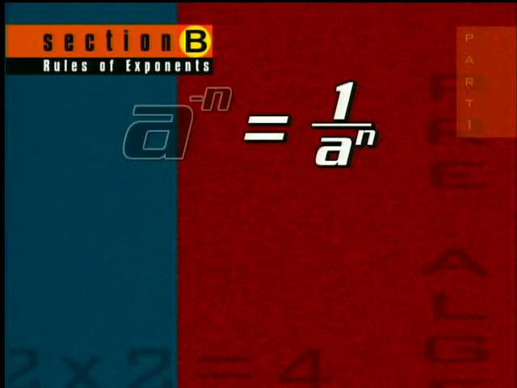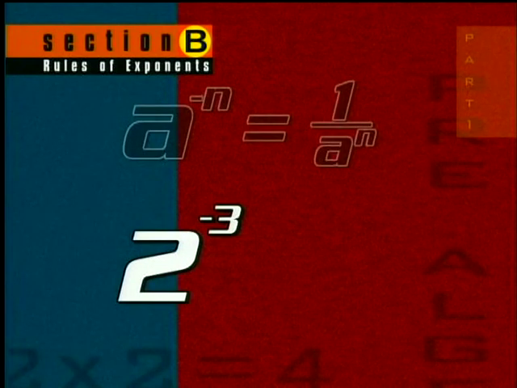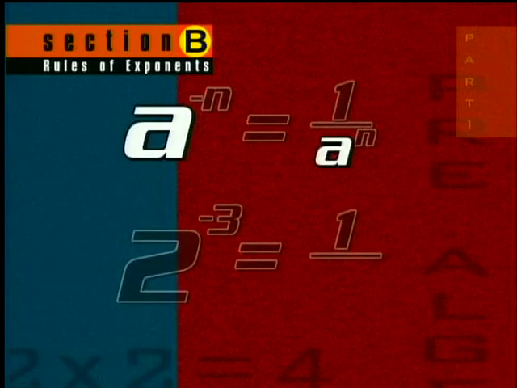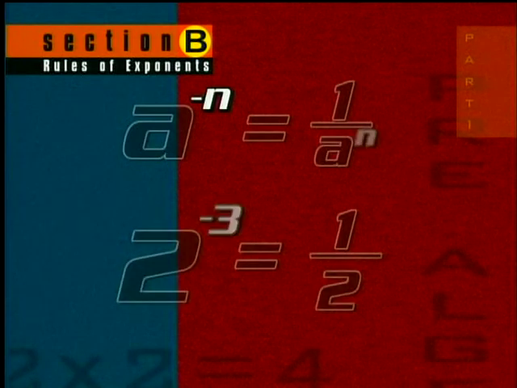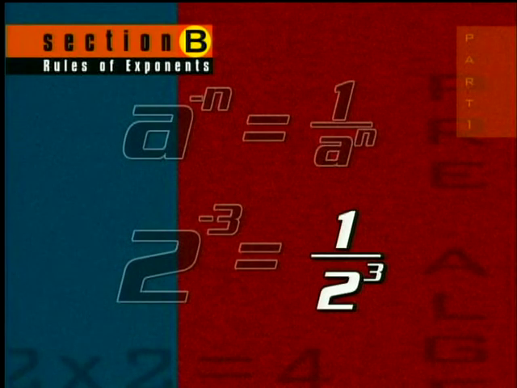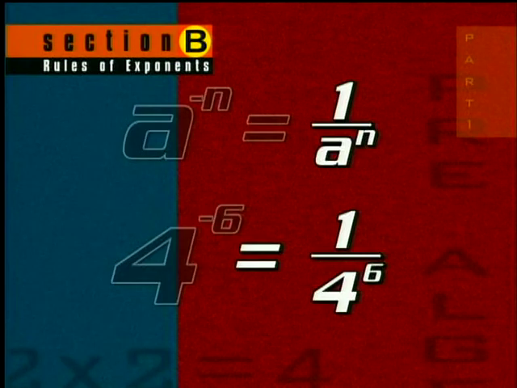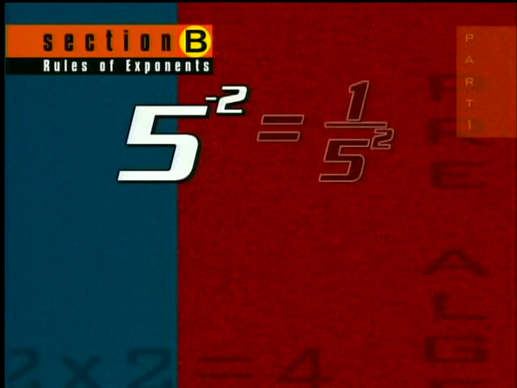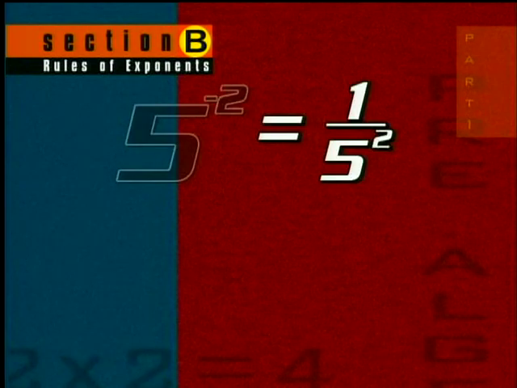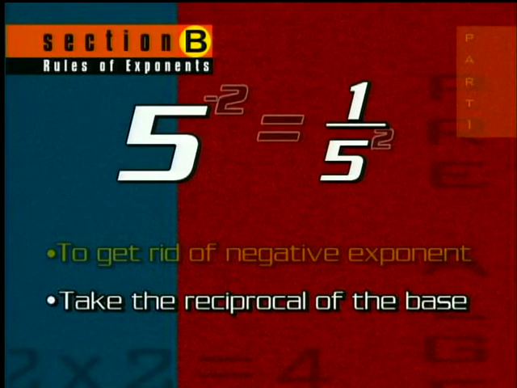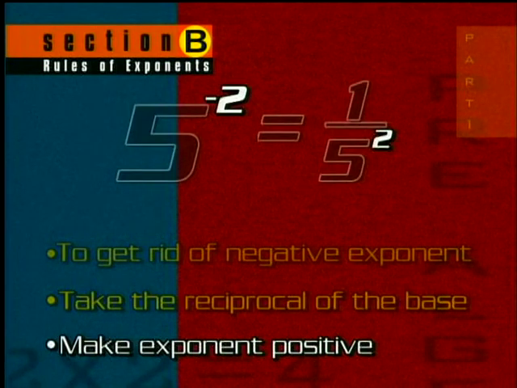That means if we have something like 2 to the negative 3 power and we want to make our exponent positive, we simply place a 1 over the base number 2 and make the exponent negative 3 positive. This gives us 1 divided by 2 cubed. If we have 4 to the negative 6 power, we convert it to 1 over 4 to the positive 6 power. Likewise, 5 to the negative 2 power becomes 1 over 5 squared. All we have to do to get rid of the negative exponent is take the reciprocal of the base number and make the exponent positive.